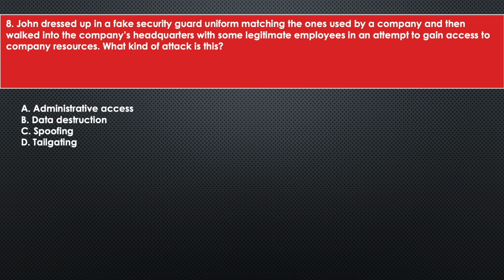8. John dressed up in a fake security guard uniform matching the ones used by a company and then walked into the company's headquarters with some legitimate employees in an attempt to gain access to company resources. What kind of attack is this? A. Administrative access. B. Data destruction. C. Spoofing. D. Tailgating. Answers. D. John just practiced tailgating on the unsuspecting company.